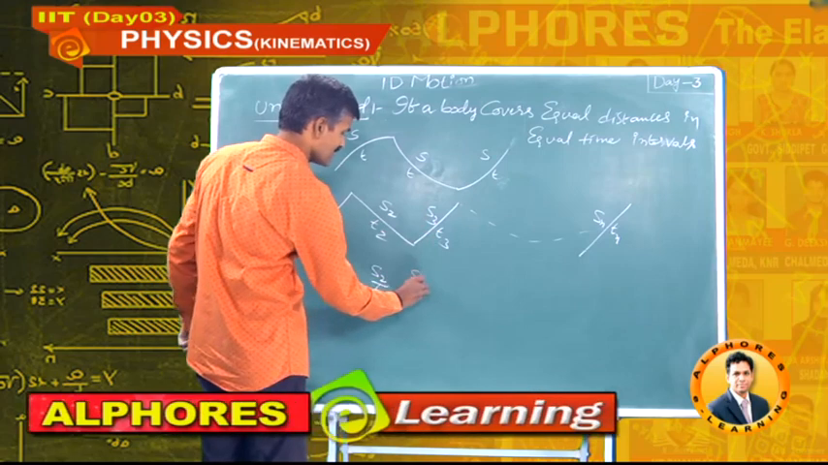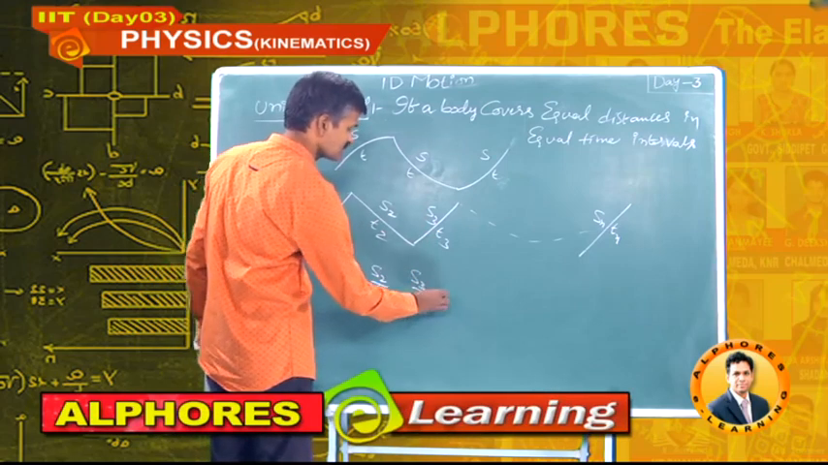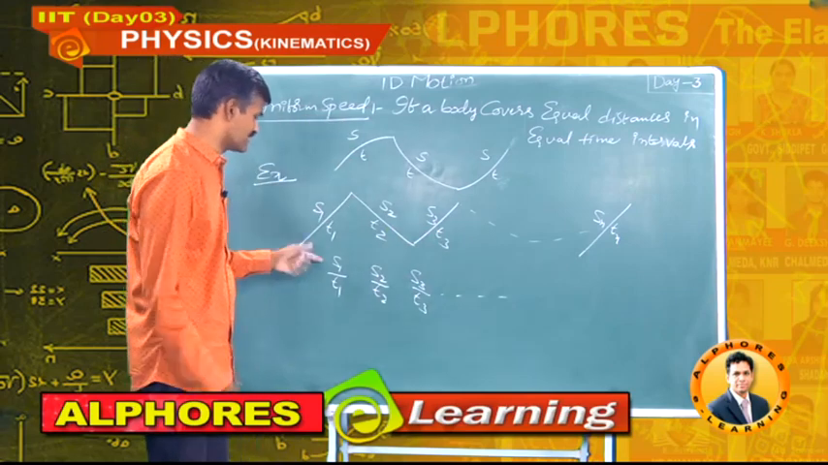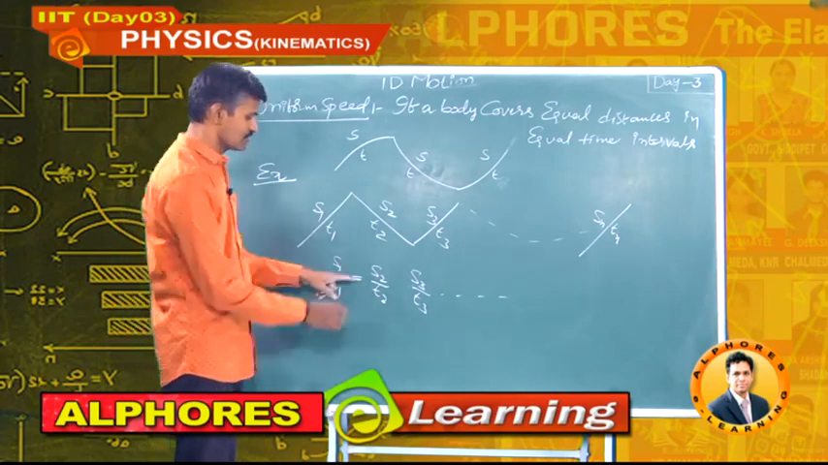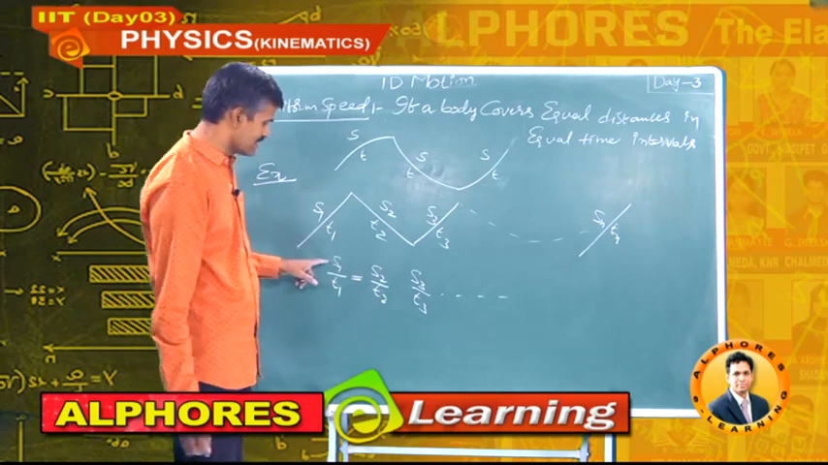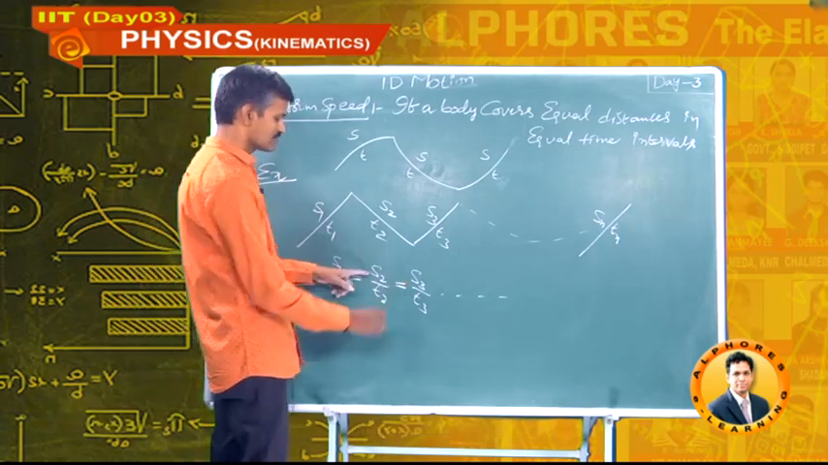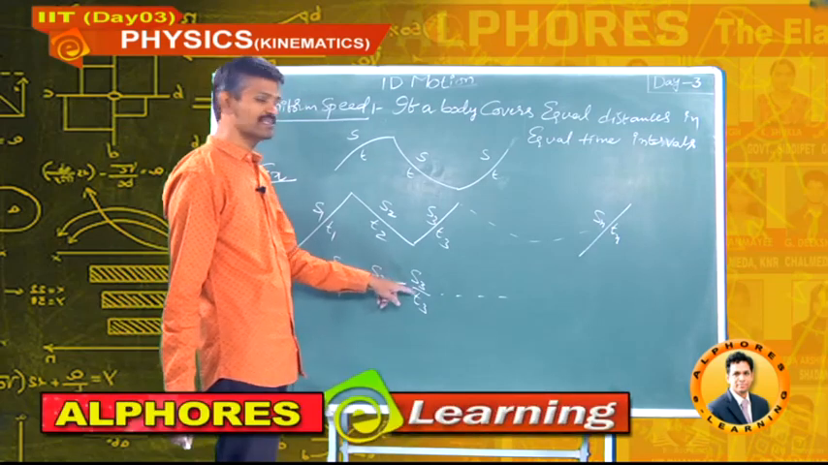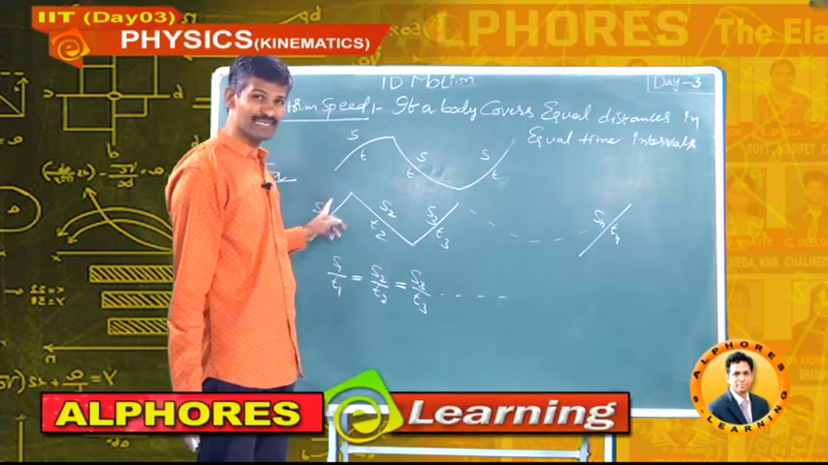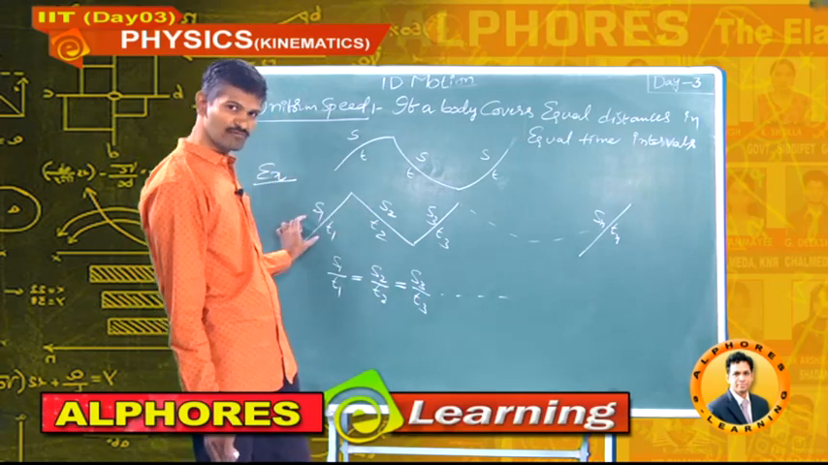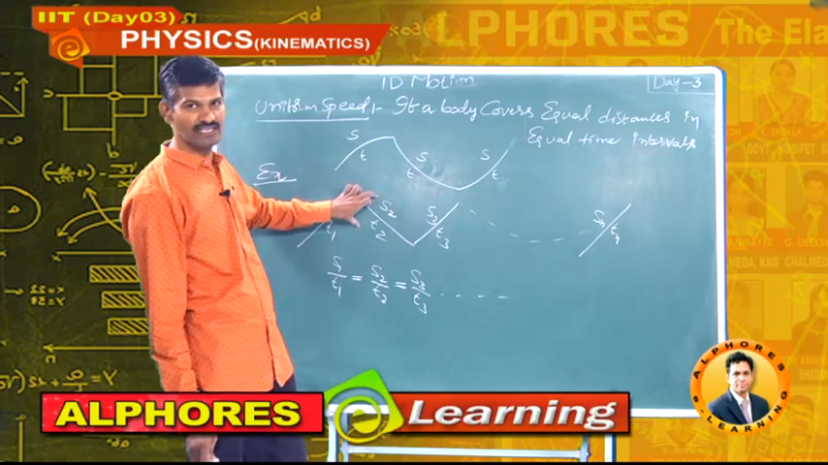So, this is s3 by t3 and so on. If a body travels with uniform speed, this ratio s1 by t1 is equal to s2 by t2. Similarly, s2 by t2 is equal to s3 by t3. Why? Because the speed is uniform, speed does not change. Speed does not change means speed at this interval must be equal to speed at this interval.